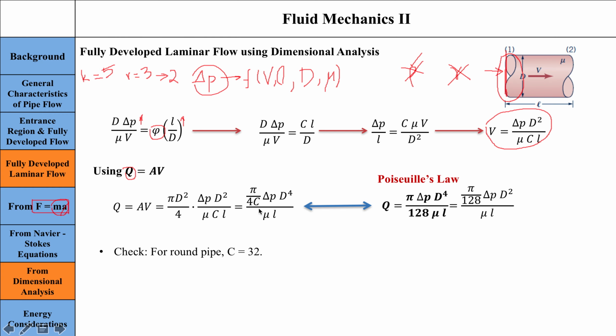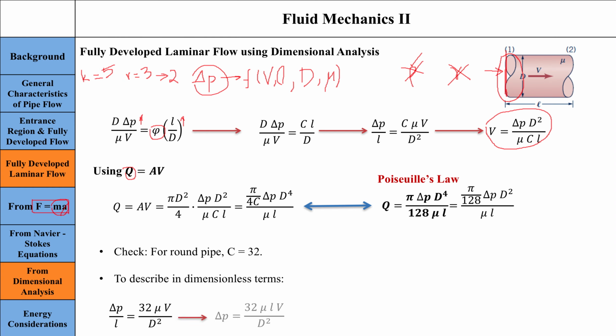But the point of dimensional analysis is to find useful dimensionless terms. We haven't done that yet. So we go back to this equation here, and we plug in the value for the constant, which was C equals 32. I just plug it in here, and I bring that equation over here. And now I can write it like this, move this term to the other side.